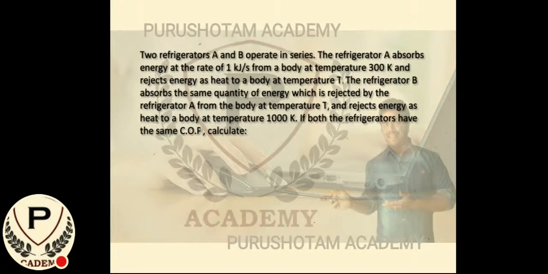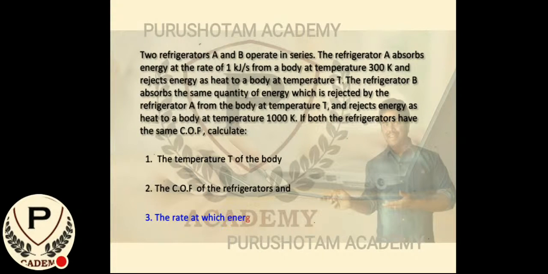So if both the refrigerators have the same COP, calculate the temperature T of the body, the COP of the refrigerators and the rate at which energy is rejected as heat to the body at 1000 Kelvin. So if you observe this problem carefully, we are having two refrigerators capital A and capital B, and parallelly we are having three bodies which are at the temperatures 300 Kelvin, capital T and 1000 Kelvin.